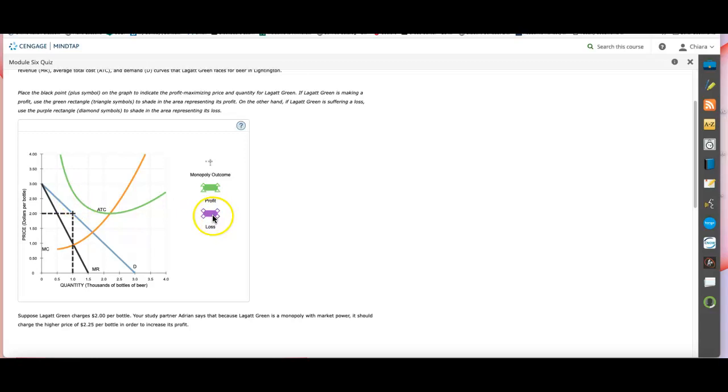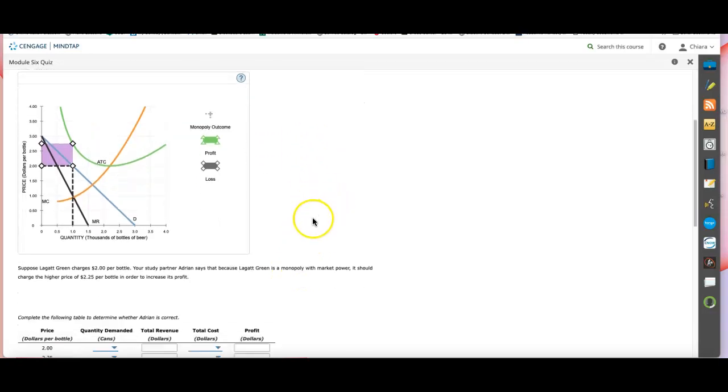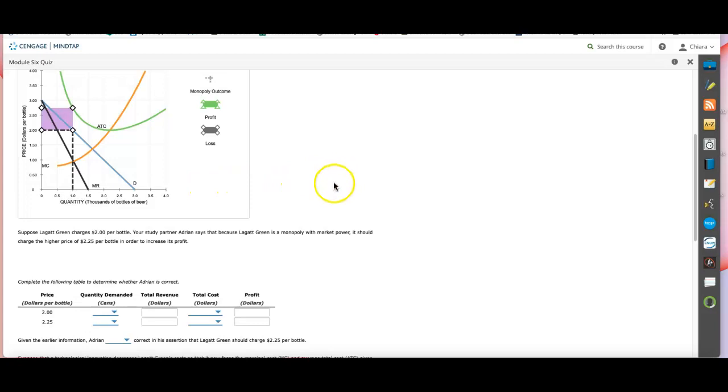So I'm going to drag the purple rectangle, and I'm going to place it right here. And I'm just going to create this rectangle. And I'm going to drag it up to where it touches the average total cost. So that is how I'm going to determine my loss. It's going to be the difference between the average total cost of each unit minus the price, times the quantity, right? And that is going to determine my loss. So I know it's going to be a loss.